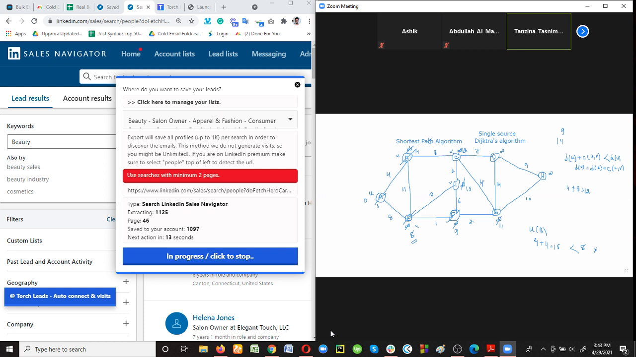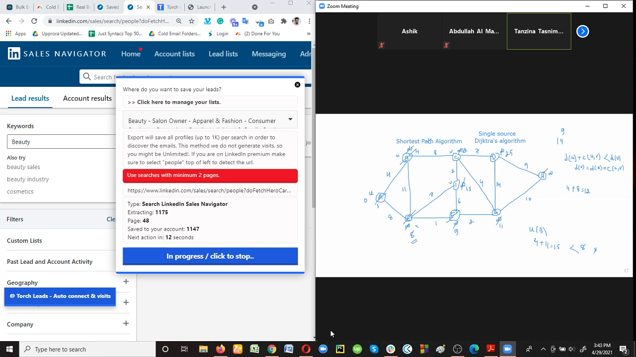So 11 plus 4 equals 15. Is it less than the distance of C? No. So we will not change this value 12. Okay. Now the next node is D. What is the distance of G? 11 and the cost is 14. 11 plus 14 equals 25. Is it less than infinity? Yes. So change its distance. The new distance of D is 25.